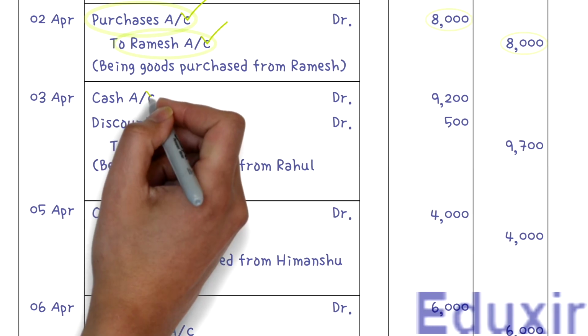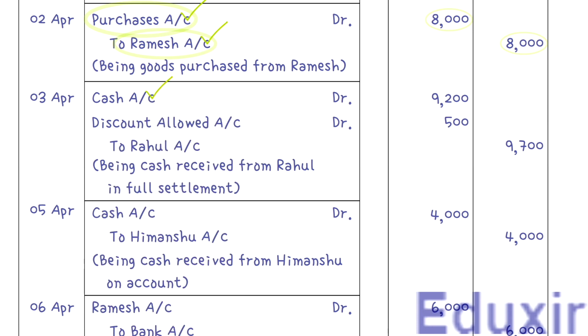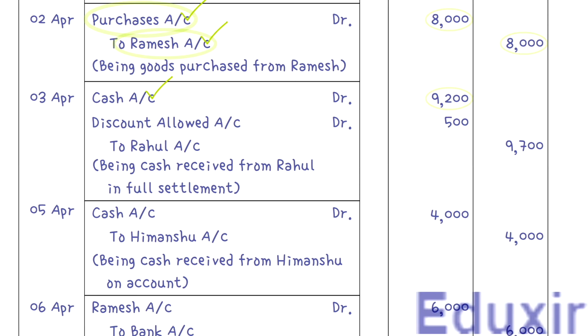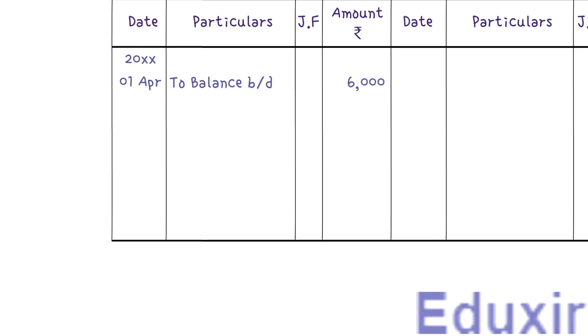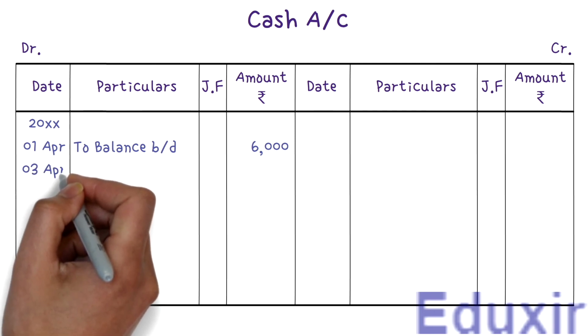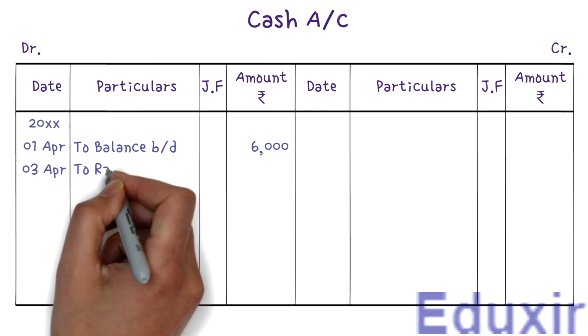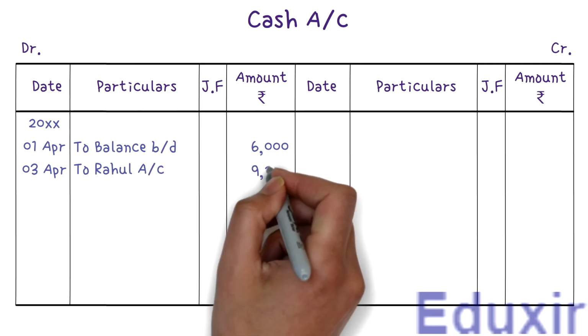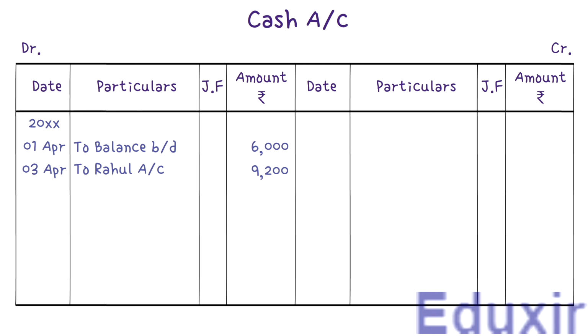As the name suggests, it needs to be posted on the debit side of cash account and the debit amount is 9200 rupees. Note that the details that need to be posted into the particulars column is Rahul account. As we already have cash account, let us now post this entry into that account. Let us first write the date. Let us then write to Rahul account into the particulars column. Let us then write the debit amount of 9200 rupees in the amount column. With that, we have completed the posting of this journal entry into cash account. Let us now take up the next entry.